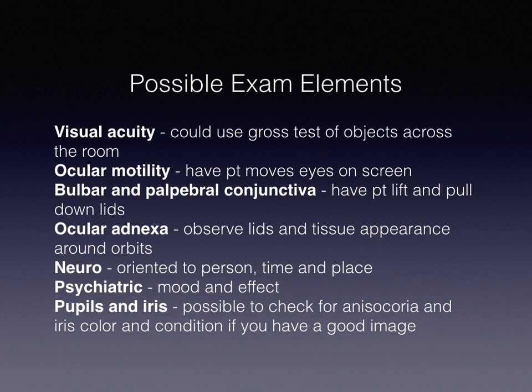Pupils and iris is tough to do. Of course, you can't do your normal PERRLA test, but you can probably check for any signs of anisocoria and check for iris color and condition if you've got a decent image that you can use with the patient.